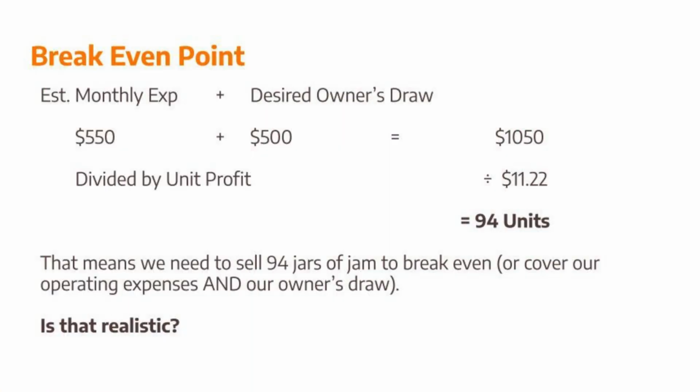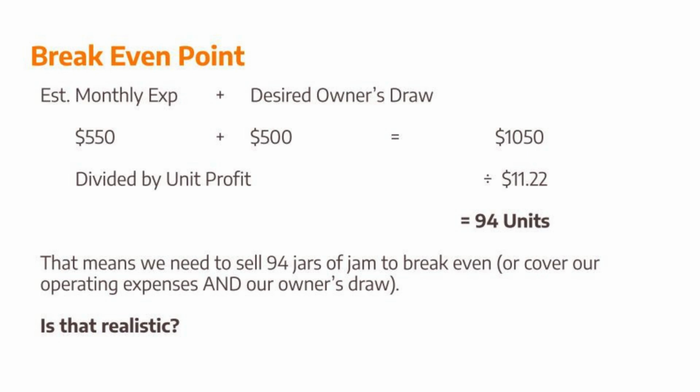Let's go back to our business of selling artisan jars of jam as a side hustle. We've estimated that we will spend about $550 a month on our expenses. That's things like insurance and farmer market fees to have a booth, etc. We've also decided that we'd like to pay ourselves $500 a month. So when we take our monthly expenses and add that to our desired owner's draw, we get $1,050. That means that we need to earn at least $1,050 a month to cover our expenses and our owner's draw.